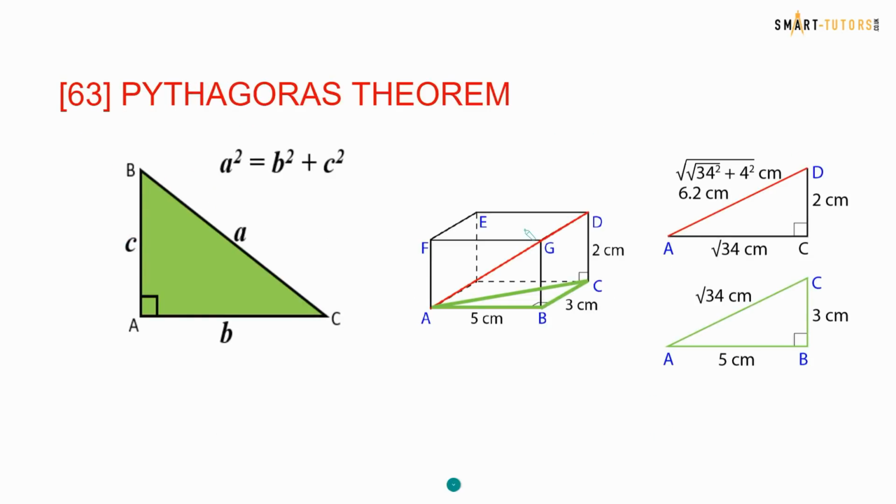Topic 63. Pythagoras theorem. So we need to clearly understand what the Pythagoras theorem is. Always start from the hypotenuse side, which is the side opposite the 90 degrees. Start from that: a squared equals the other two sides squared added together. So a squared equals b squared plus c squared.